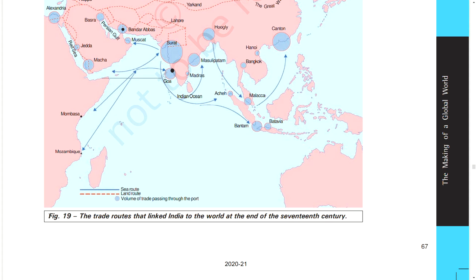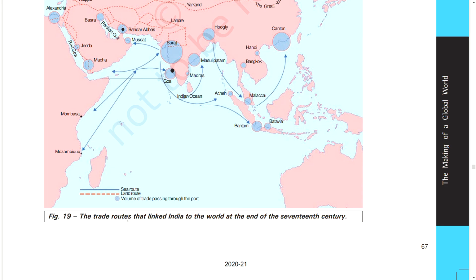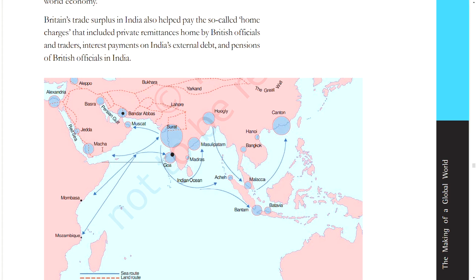Figure: the trade routes that linked India to the world at the end of the 17th century. Sea route, land route, volume of trade passing through the port. Mozambique, Mombasa, Mocha, Jeddah, Basra, Aleppo, Alexandria, Red Sea, Muscat, Bandar Abbas, Bukhara, Lahore, Yarkand, Hooghly, Surat, Goa, Madras, Indian Ocean, Masulipatam, Aceh, Bantam, Batavia, Malacca, Bangkok, Hanoi, Canton, the Great Wall.